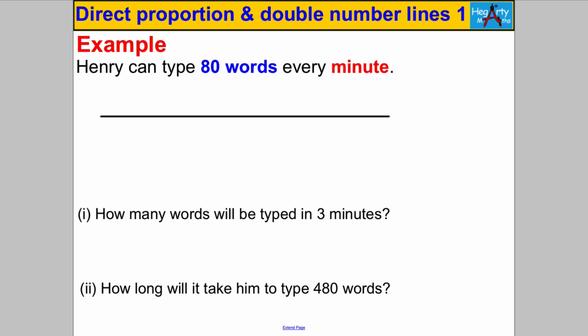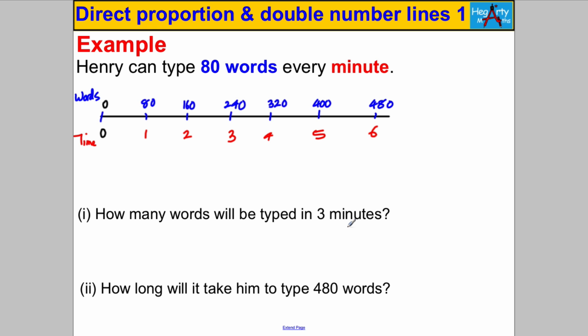So my double number line this time, this up here is going to be my words, and this here is going to be my time. Obviously, in 0 seconds you type 0 words, so that's always going to start at 0, 0. Now let's go up here. Our words, firstly is going to be 80 and 480. And let's go up in the minutes. It says 80 words every minute, so they're going up in ones, so that's 1 minute, 2 minutes, 3 minutes, 4 minutes, 5 minutes, and 6 minutes.